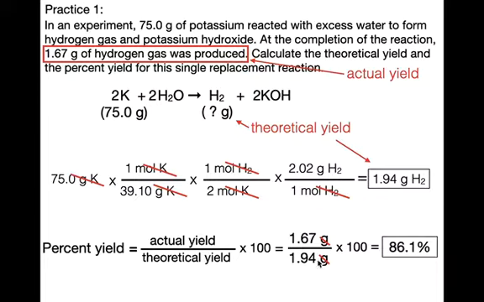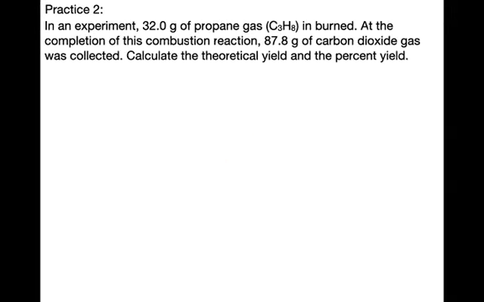All right, let's do another problem. And again, you can pause the video and see if you can try it yourself, or do it yourself. In an experiment, 32 grams of propane is burned. At the completion of this combustion reaction, 87.8 grams of carbon dioxide was collected. Calculate the theoretical yield and percent yield. All right, so I'll let you do everything yourself here. Pause the video, see if you can determine the percent yield, and then start it up again.